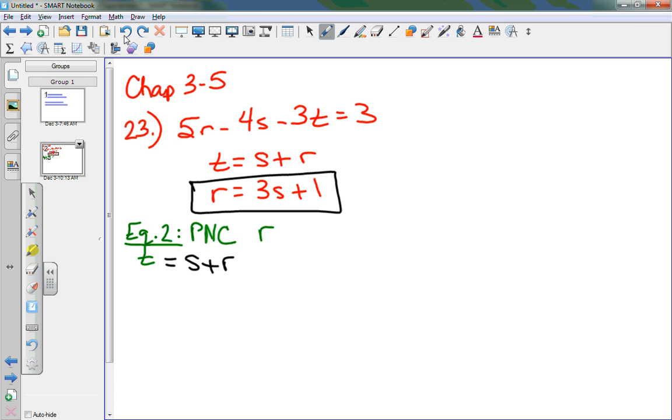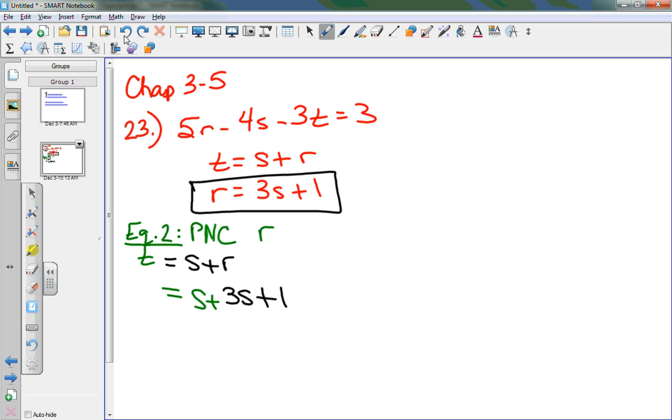Do we all see that? T is equal to S plus R. So what is R equal to? What is it? 3s plus 1. Every place I see an R, I'm going to plug in 3s plus 1. Do we see what R turned into? I need visual or verbal from everyone.